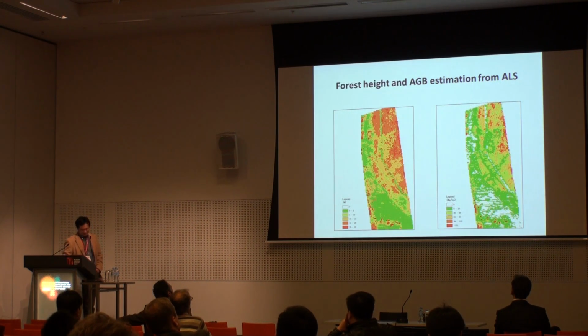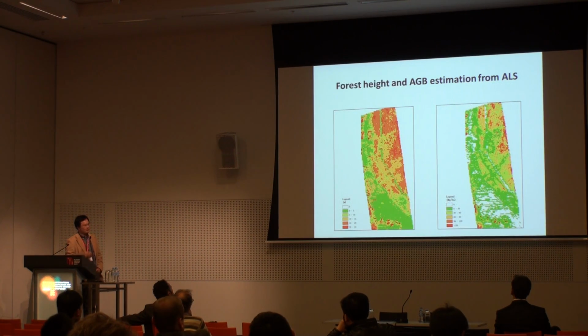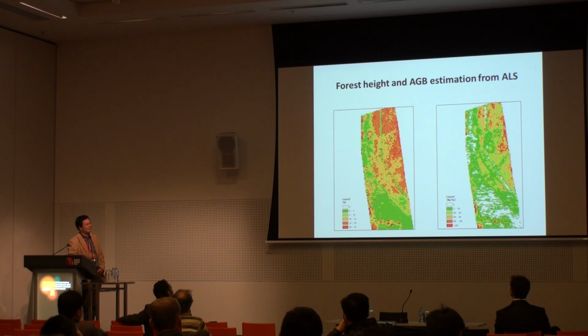And also, after we get the model, we can apply the model to all the airborne LiDAR data covered areas. Actually, for each strip, for each flight line, we can get the map from the airborne LiDAR for the height and the biomass. And here you can see all the data. The data we collected covers almost 4,000 square kilometers.